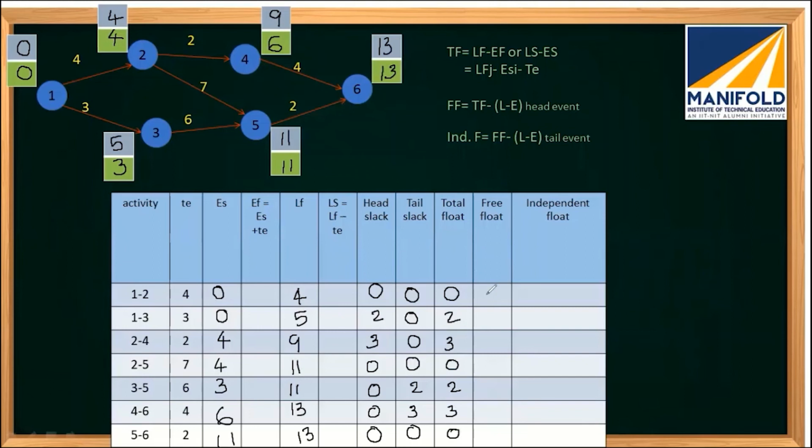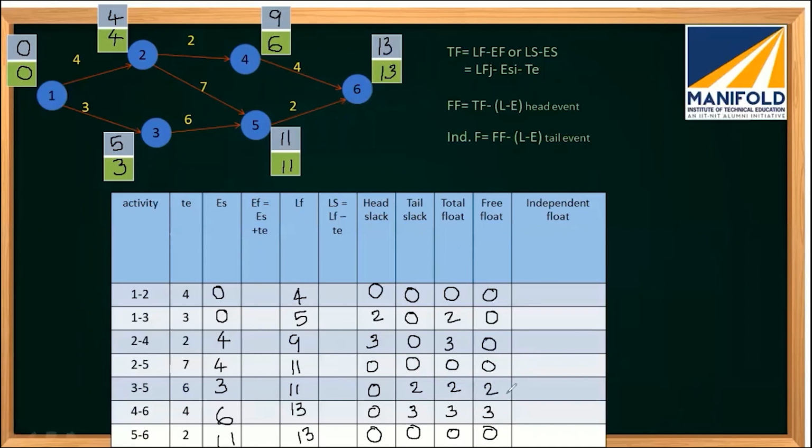So this column minus this column. So how will it be? 0 minus 0 is 0, 2 minus 2 is 0, 3 minus 3 is 0, 0 minus 0, 2 minus 0 is 2, 3 minus 0 is 3, and 0 minus 0 is 0.